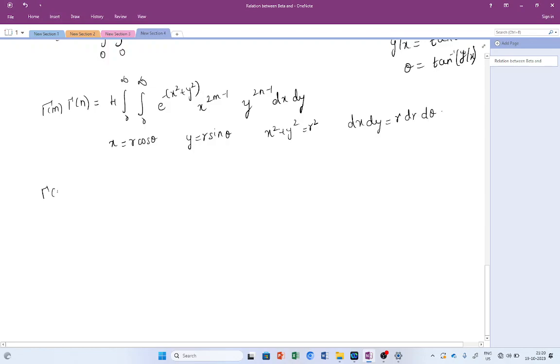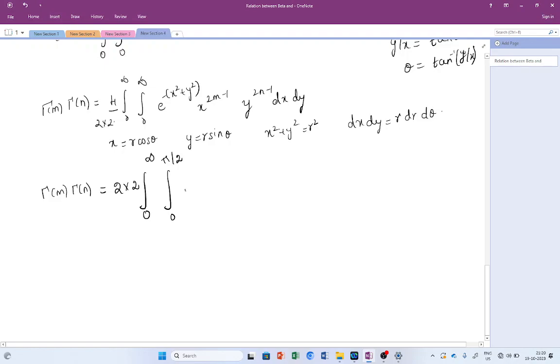So now my gamma m into gamma n will be equal to this 4. I'm just going to split it and write it as 2 into 2. Now, as I told you, the limits for my r will be from 0 to infinity, and the limits for my theta will be from 0 to pi by 2.